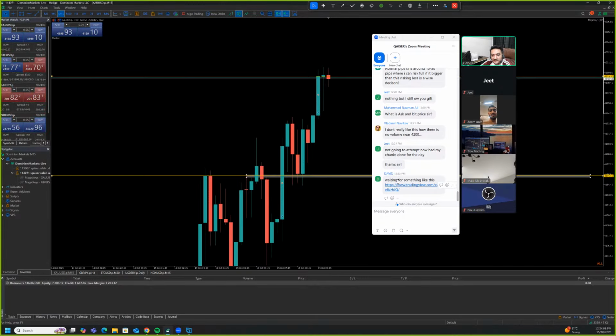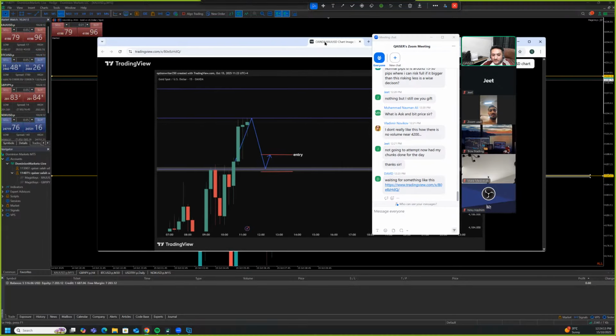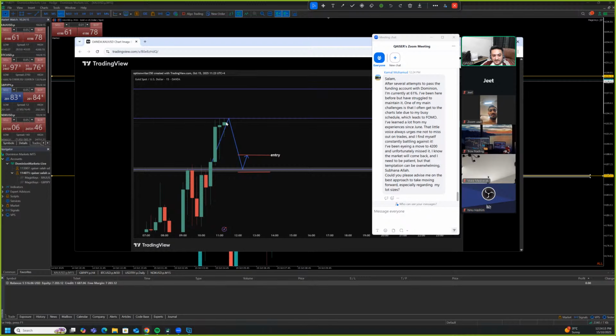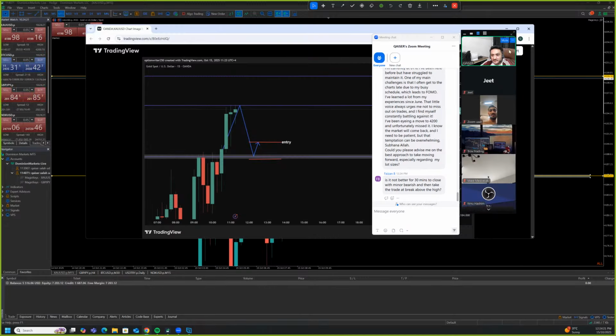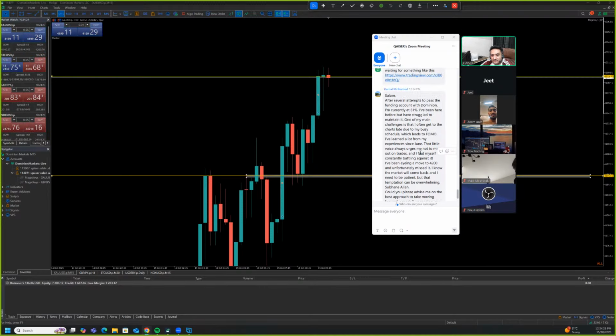Okay, waiting for something like this. Let's look at the chart David wanted to see. Yeah, it totally makes sense. Let it come down, create some kind of support, give you the confirmation candle, then you can execute with the buys. That's really awesome.